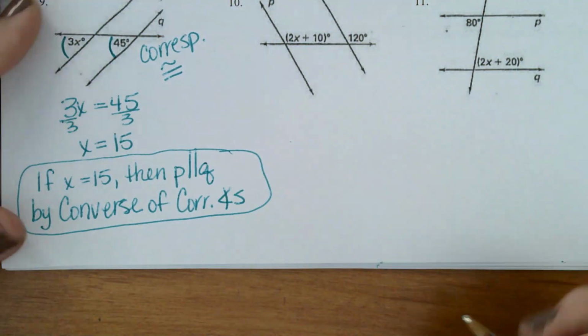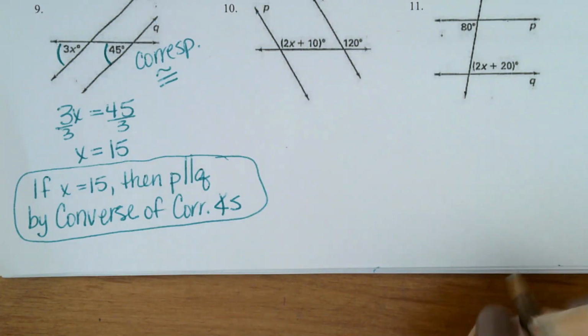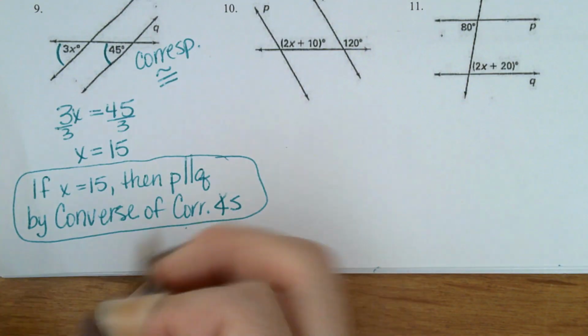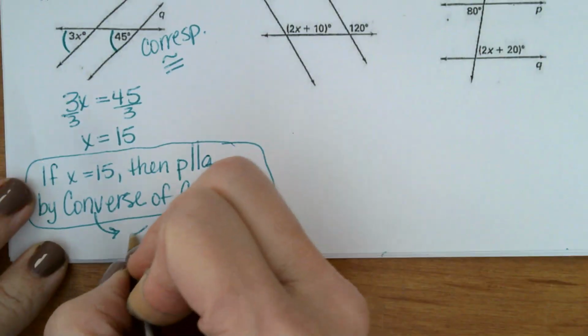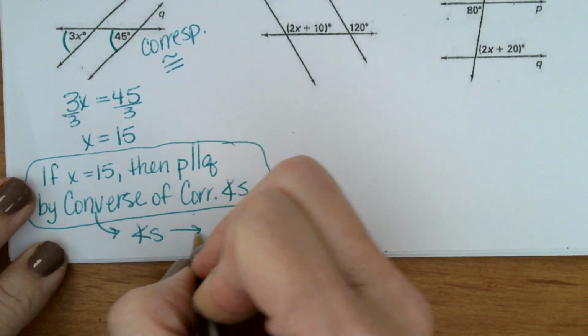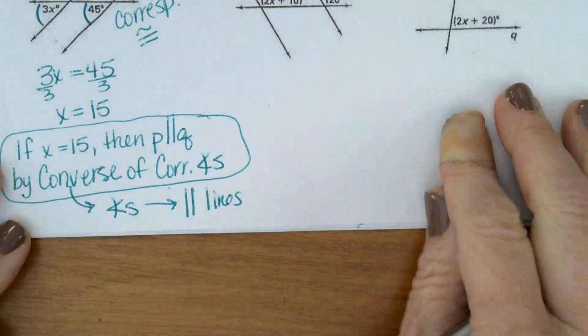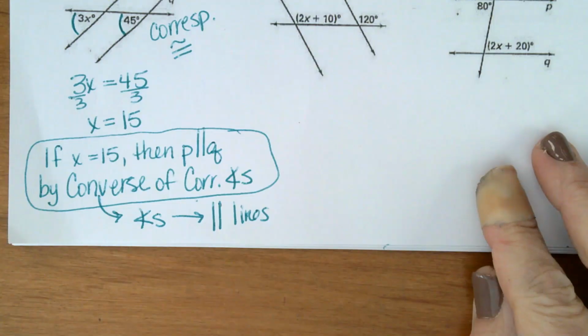Can you explain why you say converse again? Because I'm using the angles to prove that the lines are parallel. So the word converse means that you are using your angles to prove parallel lines. If you are using parallel lines to prove the angles, then it's not the converse. It's just the theorem or the postulate.